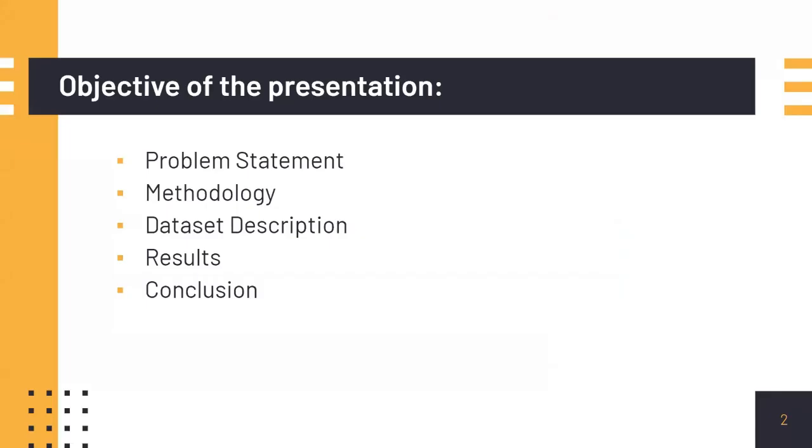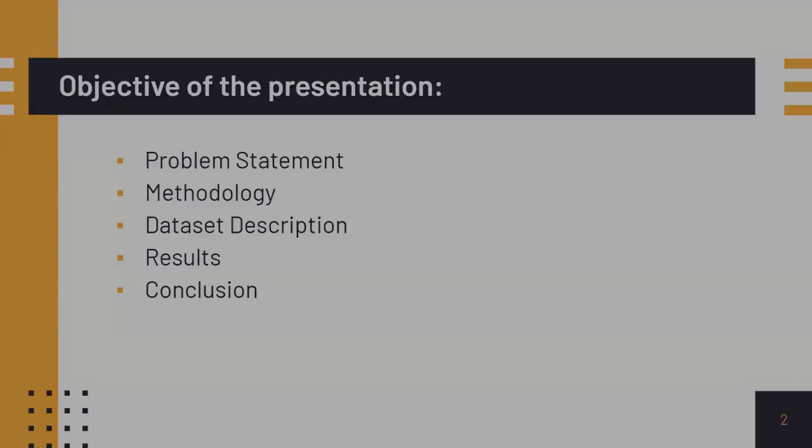So on today's agenda, we will be discussing 5 objectives. First, we will go into the problem statement. Secondly, we will discuss the methodology. Thirdly, we will go into the dataset description. Next, we will delve into the results of our experiment. And finally, we will go into our conclusion.